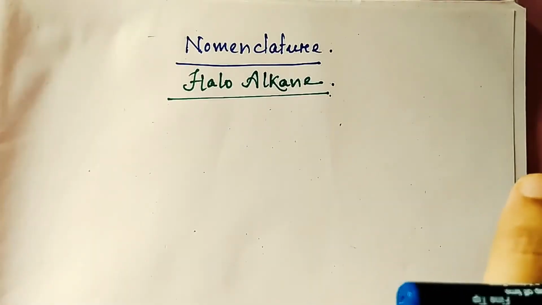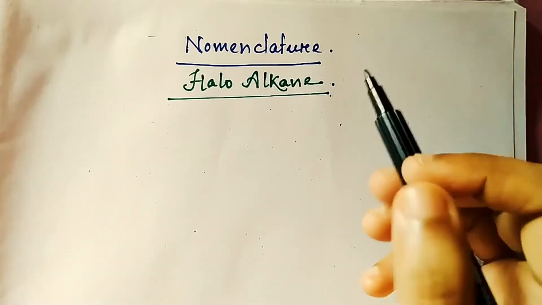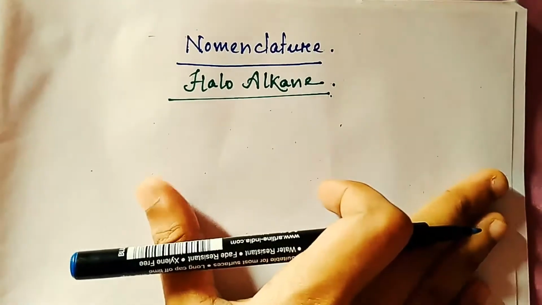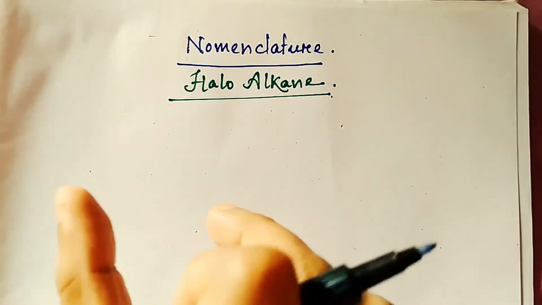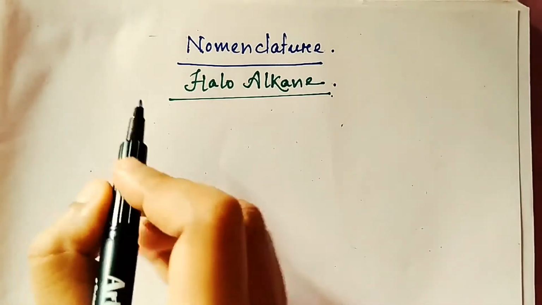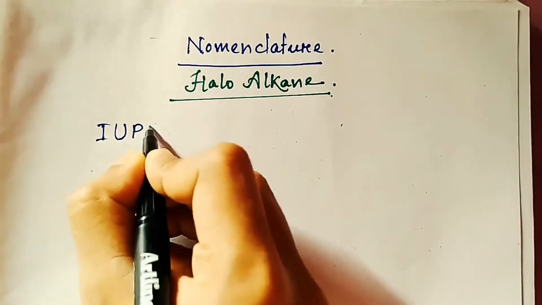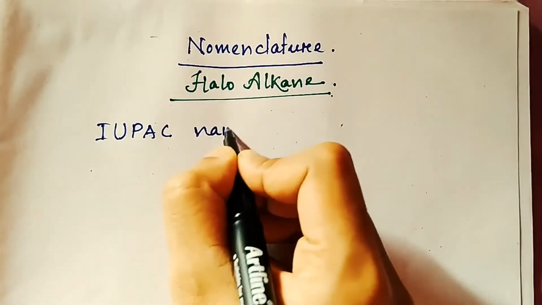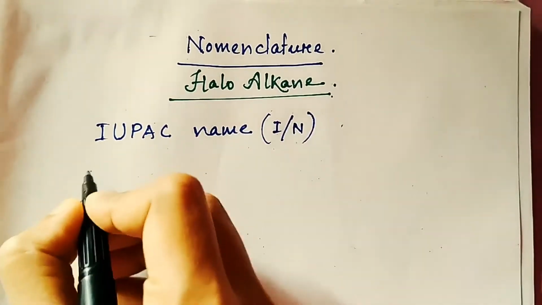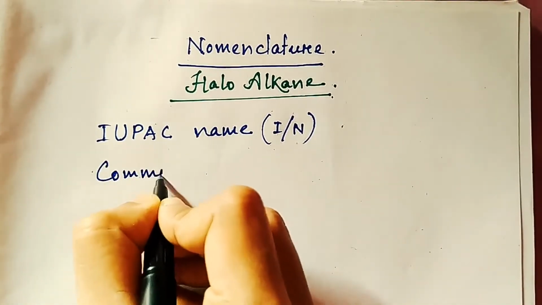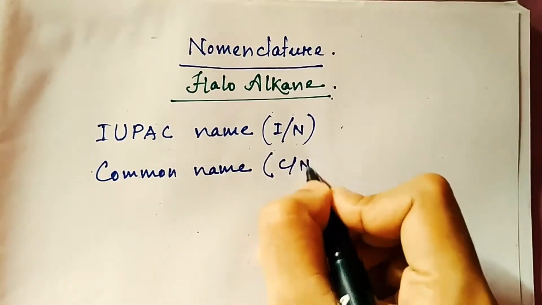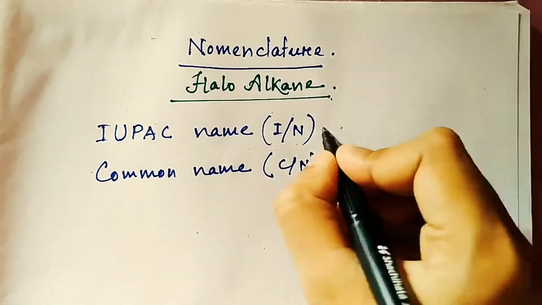So in today's video we are going to discuss the nomenclature of haloalkane. Before we start, we will first see what structure we use to find the nomenclature. There are two types of name. One is the IUPAC name, in short we can write it as IN, and the other is the common name. We can write it this way, the simple shortcut way.